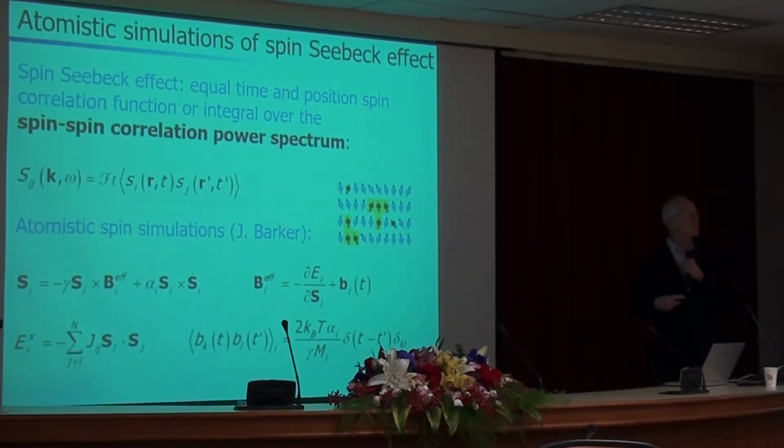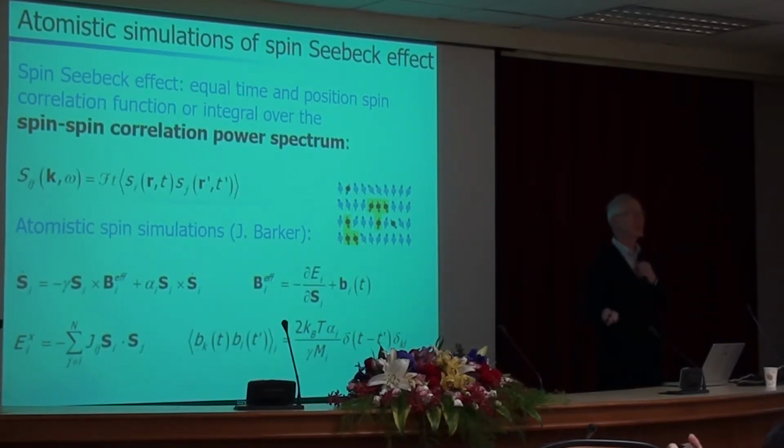Now this is a well-defined problem, and you just need a big computer to calculate the time dependence of these spins, and then you can calculate the correlation functions. And if you Fourier transform them, you get the power function. So this is the power function, S(k, omega), and again if you integrate that, you can get the spin-Seebeck effect. Now this power function turns out to have singularities, and the singularities correspond to the spin wave excitations.